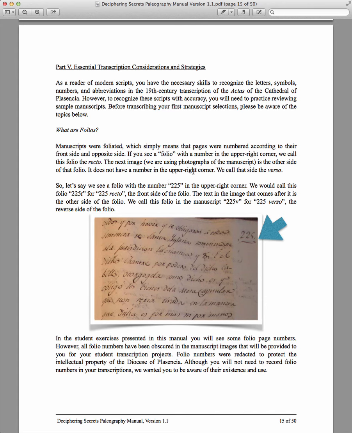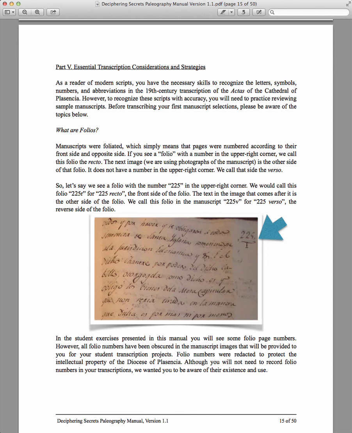The next image, we are using photographs of these manuscripts, is the other side of the folio. And it does not have a number in the upper right-hand corner. So if you were to turn this page over, you would not see 226. Now, they only number one side of the page. So this would be folio 225 on one side, which is recto. And as you turned it over, the reverse side we call verso. So 225R, or 225 recto. And then the opposite side would be 225V, or 225 verso.